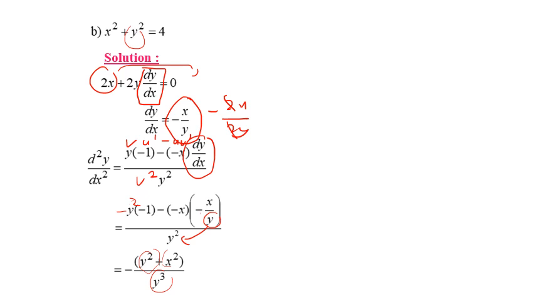So that's for example 23. And then remember, like question A, y squared plus x squared. So check the original question here. It is actually equal to 4, so we can replace that with 4. So the simplest possible answer that we can get is over here, that is negative 4 over y cubed. So that will be the answer for question B.